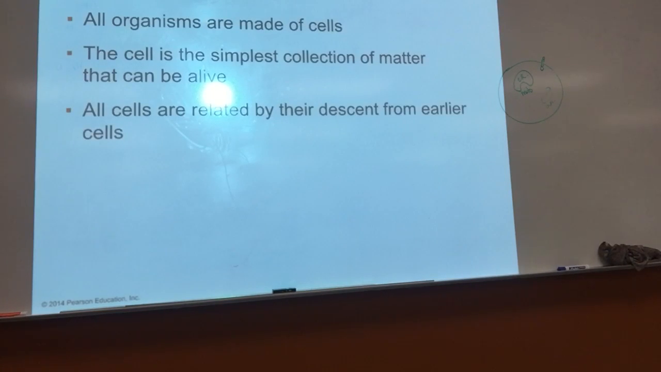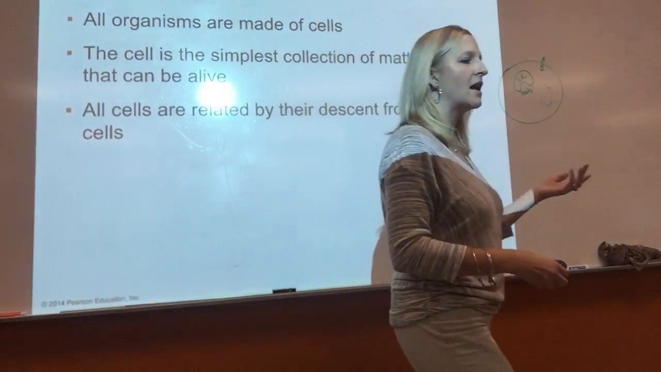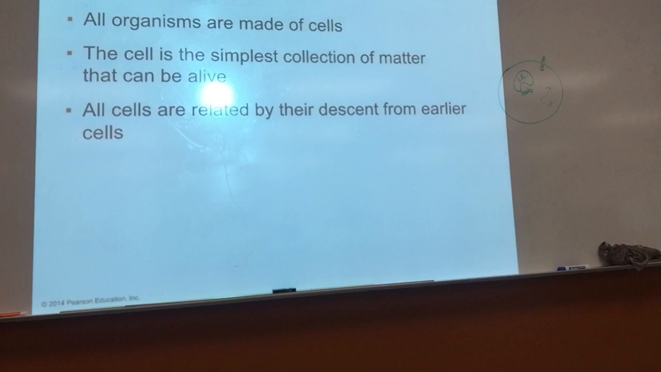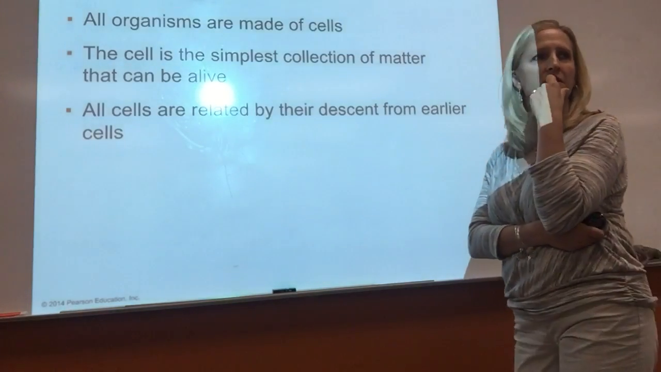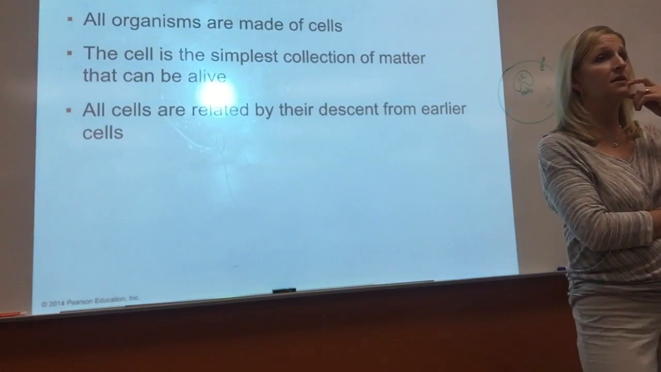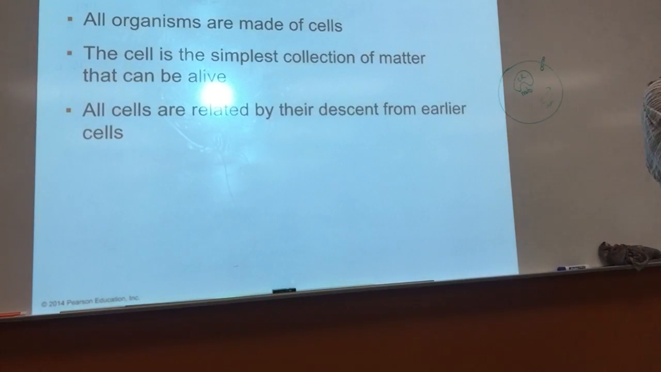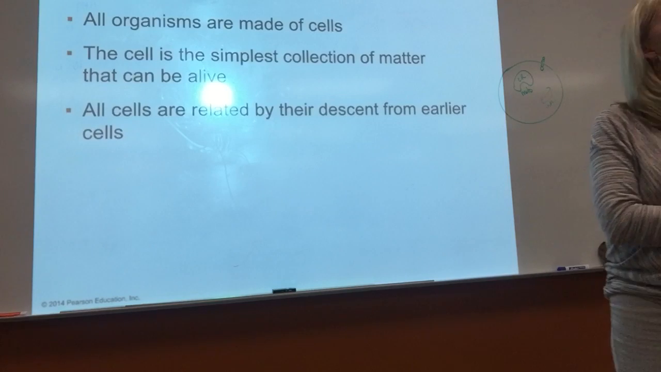And all cells are related by their descent from earlier cells. So every cell comes from what we call a pre-existing cell. So how does that happen? Those cells come from a pre-existing cell. Grayson? They split. They get big and then they get so big at one point they have to split up. That's exactly right.